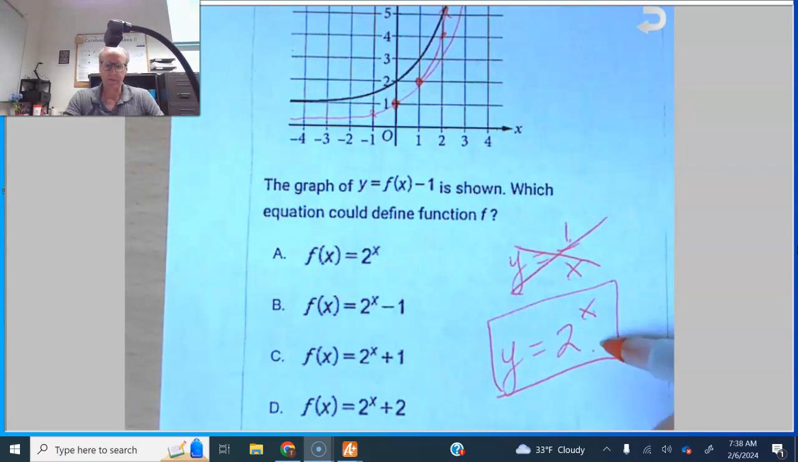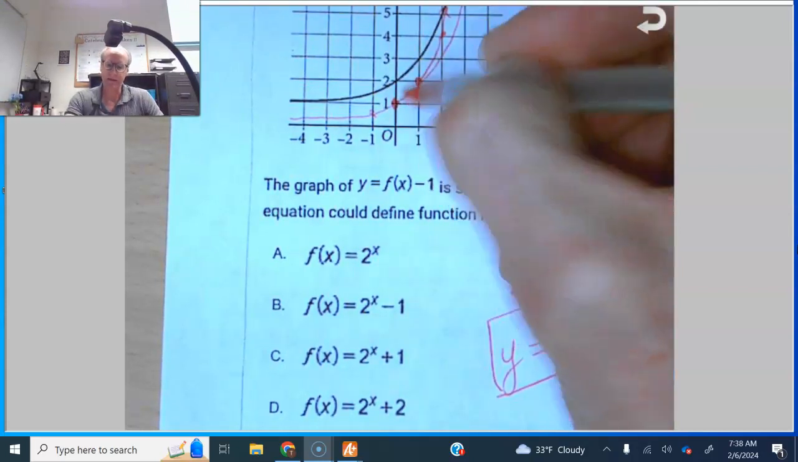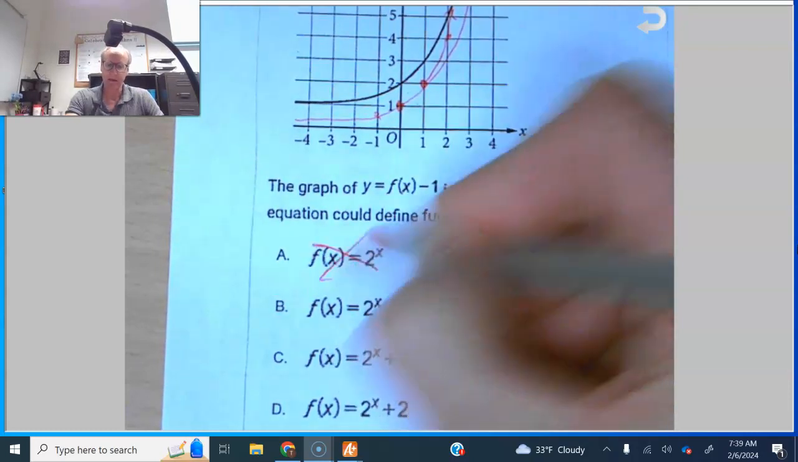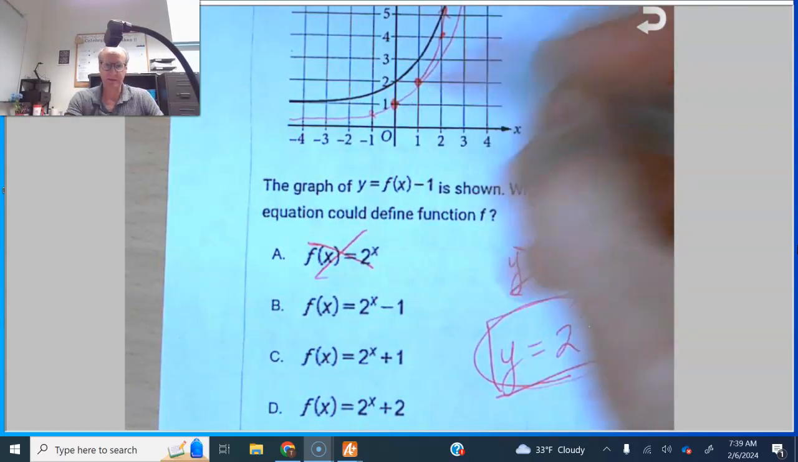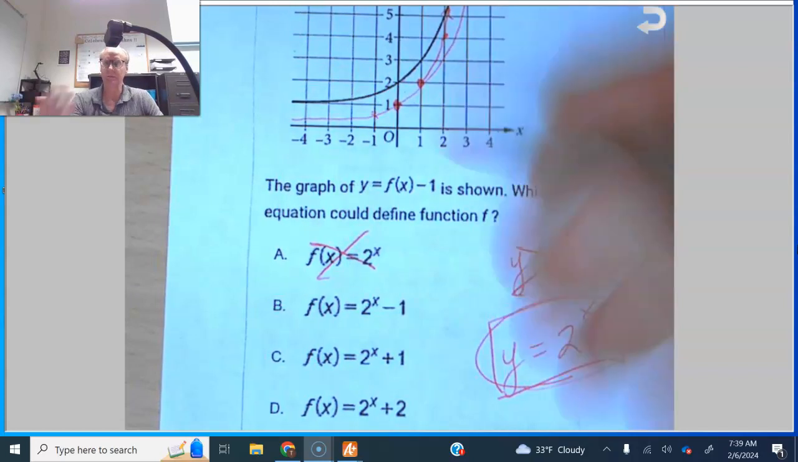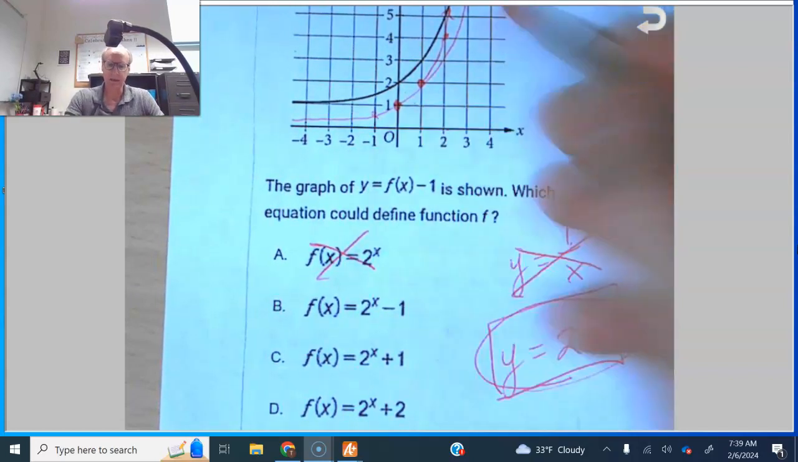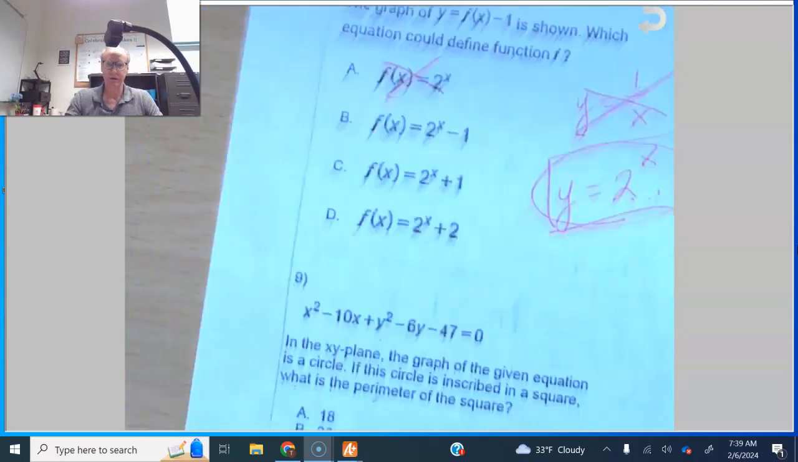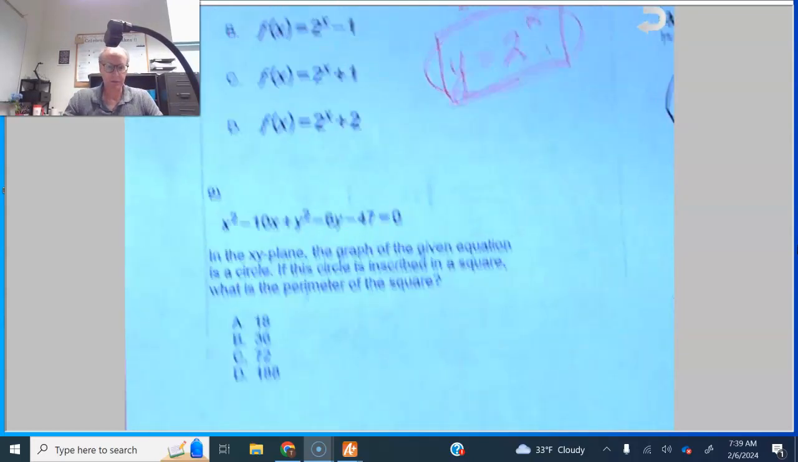Now, the problem with this one is that it's been translated up 1 unit. So you have to modify this, because that function up here is not displayed correctly. The red one is the y equals 2 to the x power. And we translated it up 1 unit. All right, number 9.